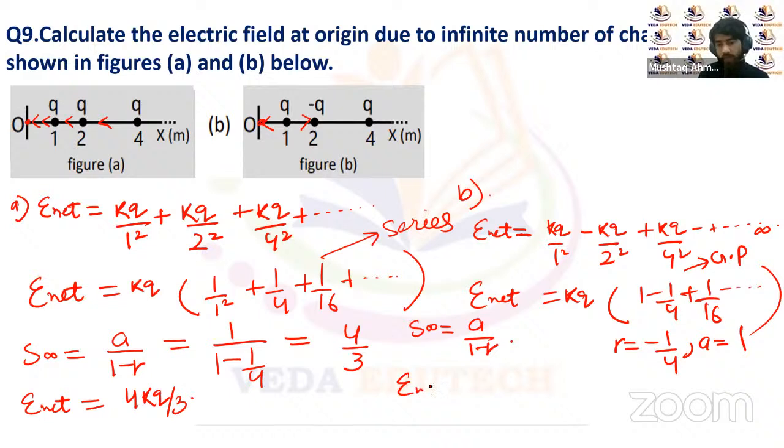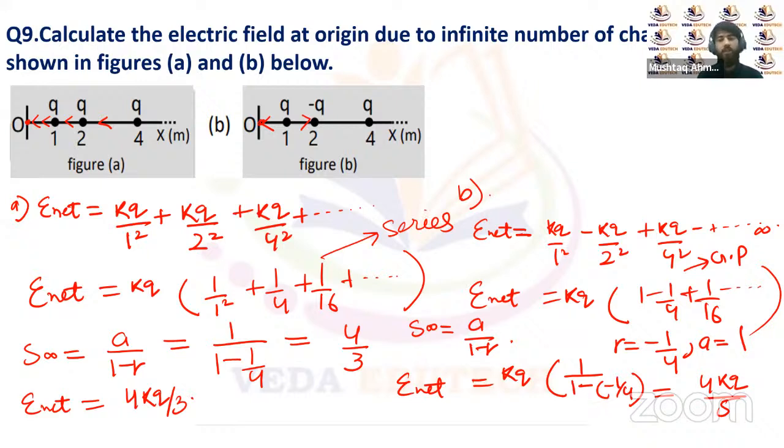So the net field here will be equal to kq. The first term here is 1, and the common ratio is minus 1 upon 4. So we'll get the value equal to 4 upon 5, that is 4 kq upon 5. This will be the net field at the origin O.